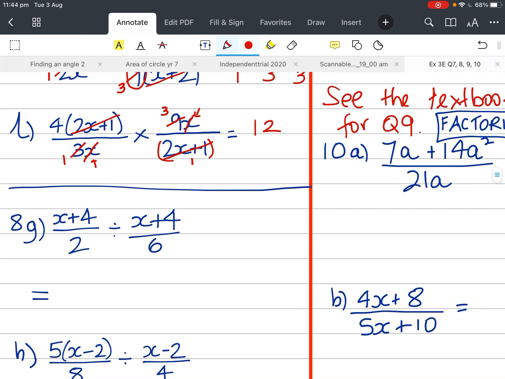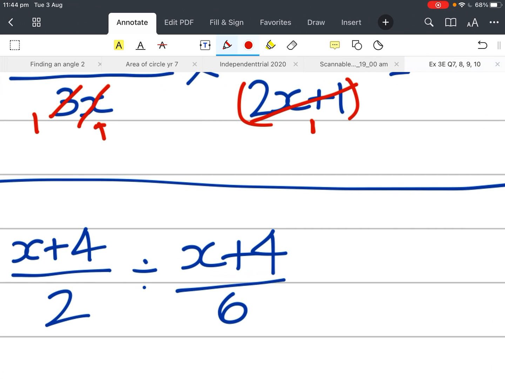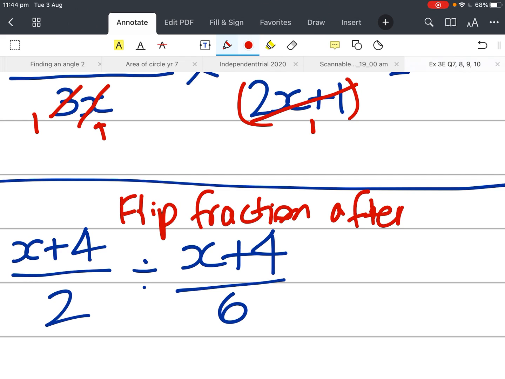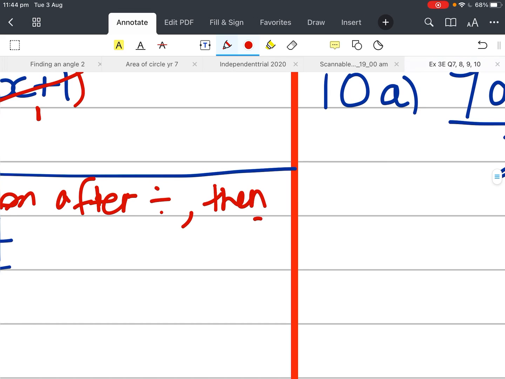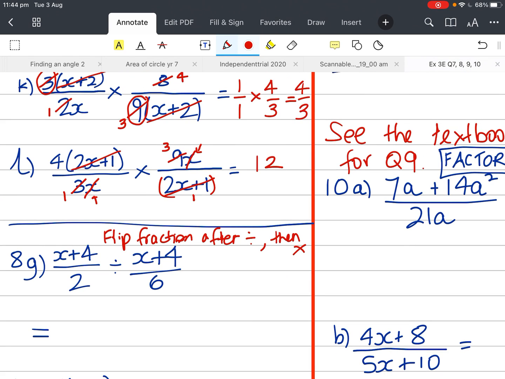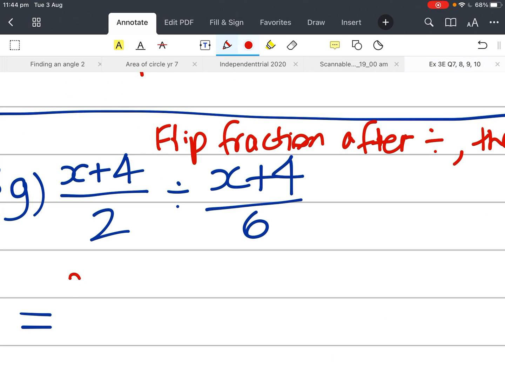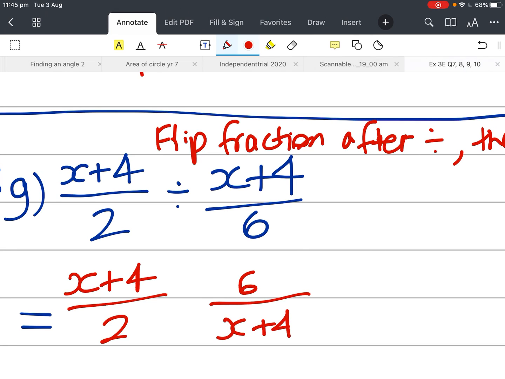Okay, so now let's get into G. Now remember, what was the rule from yesterday? The rule is flip the fraction after the division sign, and then you change the division to a times. All right, let's see if we can remember how to do this. I haven't got a lot of room there, so I'll write it underneath. So the first thing I need to do is rewrite the question. x plus 4 all over 2. Flip my second fraction. That means the 6 goes on the top. x plus 4 goes on the bottom. And I change my division to a times.